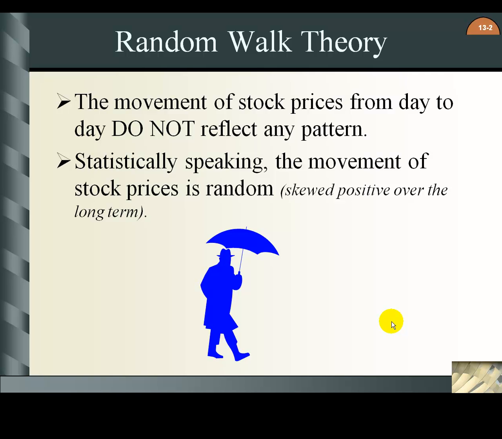First of all, you have to understand the meaning of the random walk theory. It says that the movement of stock prices from day to day does not reflect any pattern. So stock price changes are random. Statistically speaking, the movement of stock prices is random, skewed positive over the long run. So you should not see any particular pattern, and that's why we say this is a random walk theory.